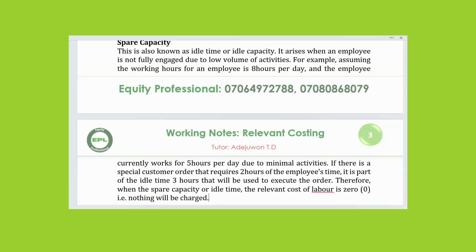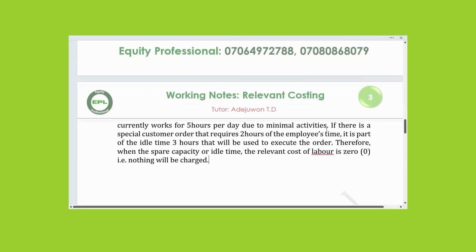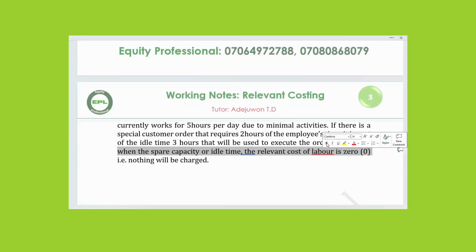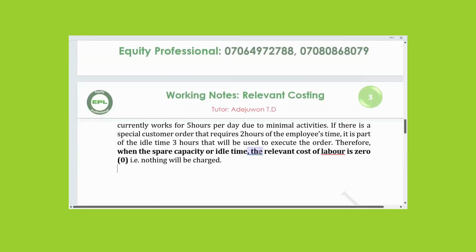So anytime in a question you are told that the company has idle capacity, or the employee or engineers have idle time, it means that the company will not incur any cost on them. They are not paying them anything. All right. So that is the treatment of spare capacity. Okay. When there is idle time, let me bold it. Relevant cost of labor is 0. So take note of that.